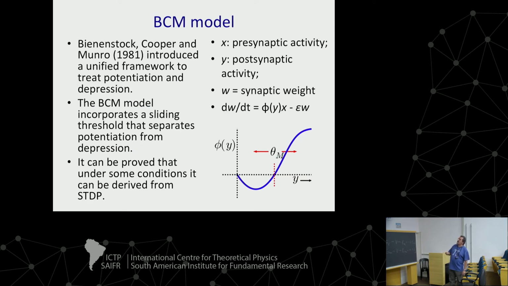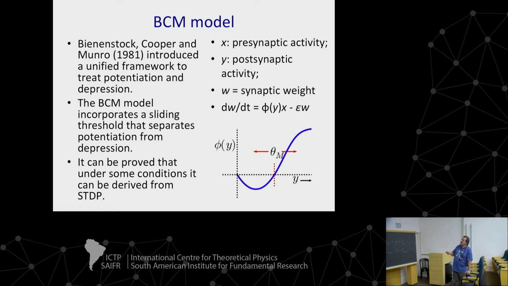Another popular model is the so-called BCM model, Bienenstock, Cooper, and Munro. This is the same Cooper from Bardeen, Cooper, and Schrieffer, the BCS from physics, and so they had the BCM model. It was introduced in 1981. So it's also a Hebbian type model. X is the presynaptic activity, the firing rate of the presynaptic cell. Y is the postsynaptic firing rate. W is the synaptic weight. And then you change the synaptic weight based on a function of the postsynaptic activity times the presynaptic activity. And there's a decay term here, which is added just to limit the growth of the synaptic weight.